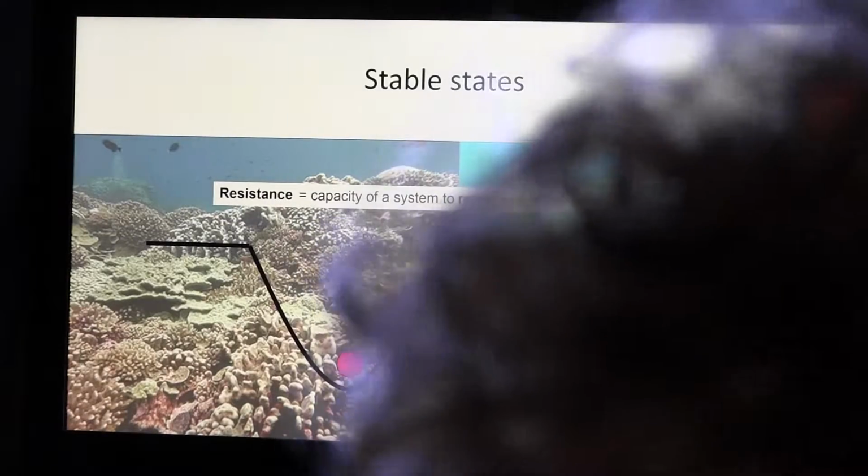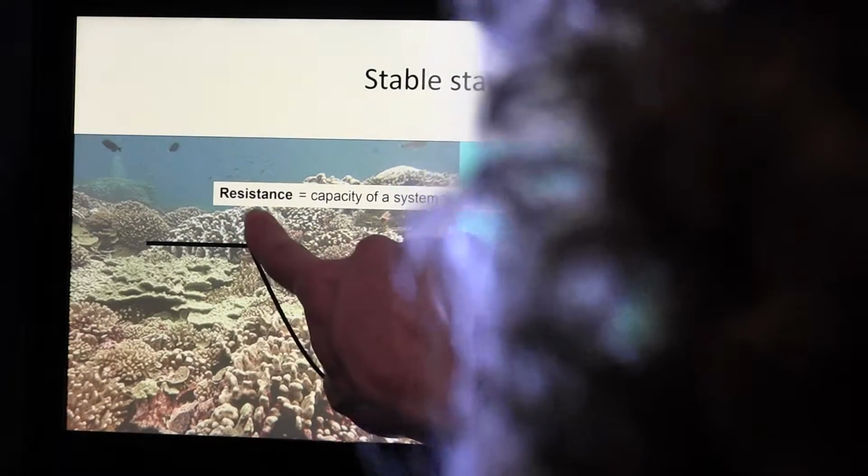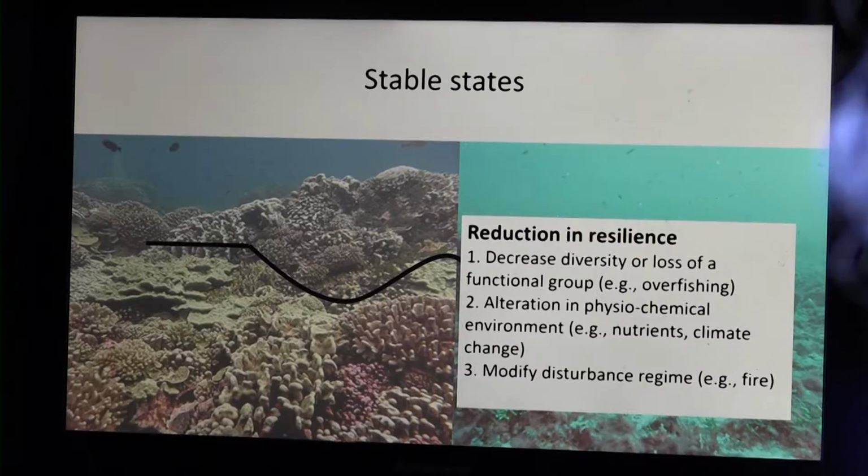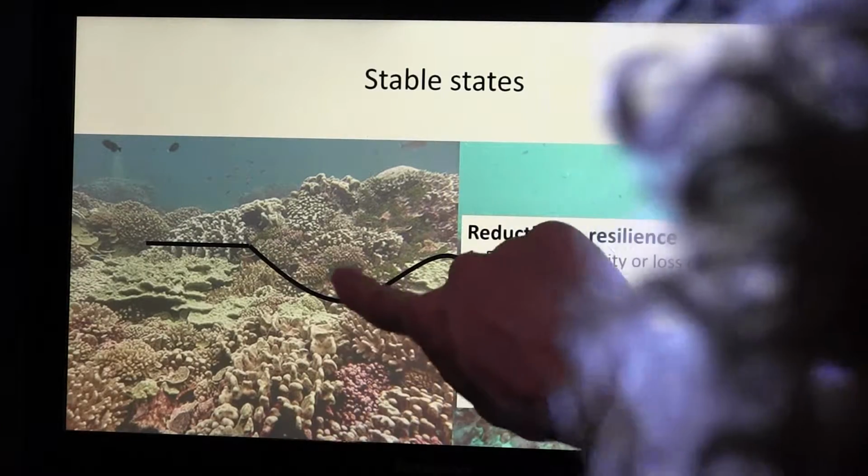So the size of the whole basin is a measure of the resilience of the system. When we disturb an ecosystem by removing species or polluting, what we're doing is we're changing the basin of attraction. It goes from being deep down here to being shallow.